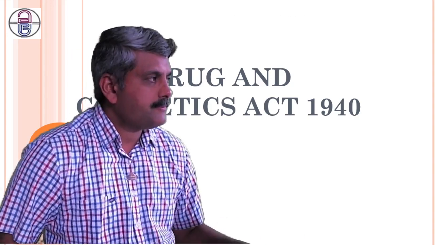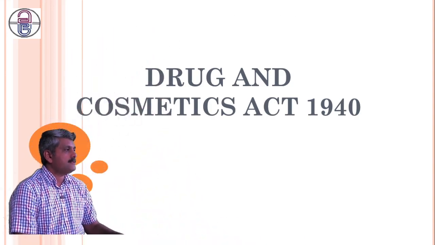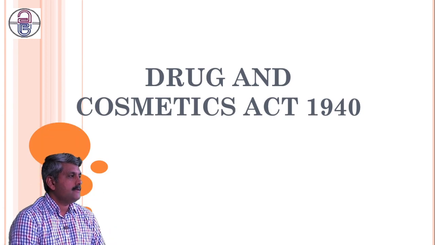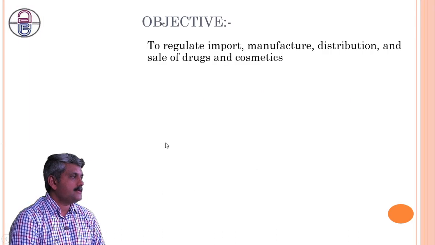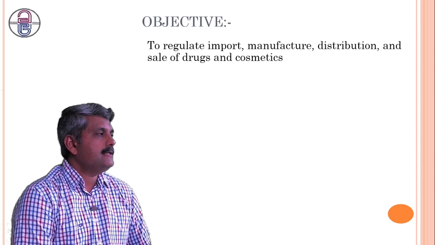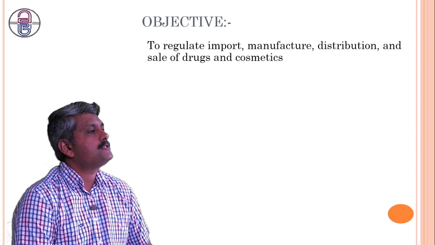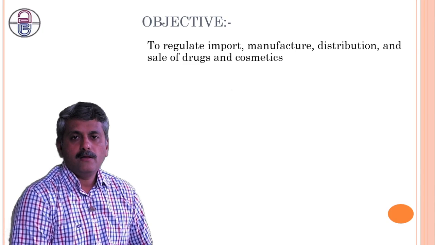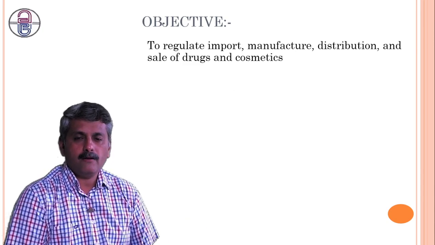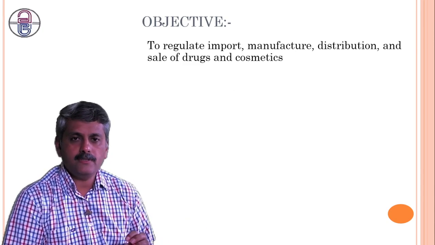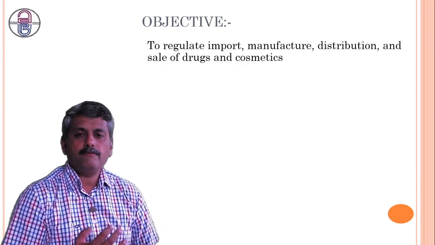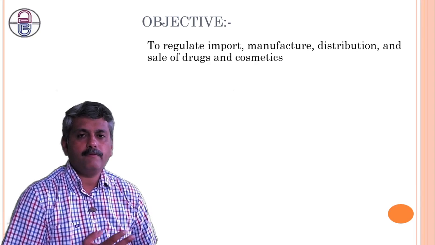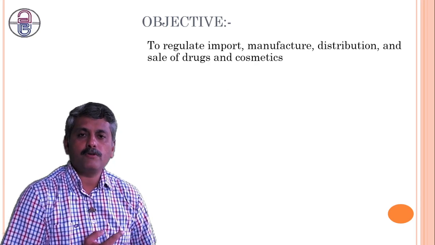What is the object of this chapter? The main object of the Drug and Cosmetic Act 1940 is that this act was passed with one beautiful object: to regulate the import, manufacturing, distribution, and sale of drugs. Whenever we are manufacturing or using any type of drug or medicament, it has some procedure: first we go for manufacturing, then distribution, then sale.